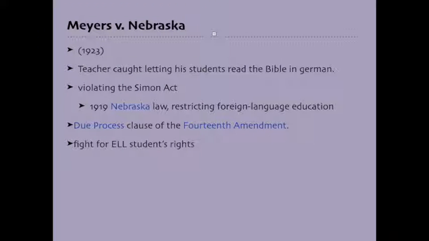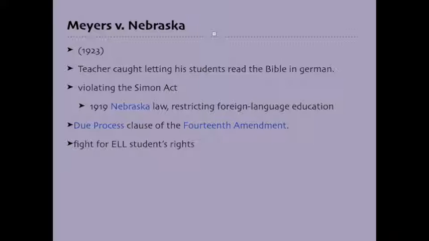The first case is Meyer v. Nebraska in 1923. This started because a school teacher, Meyer, who taught German in a Lutheran school, was caught allowing one of his students to read the Bible in German. He was charged for violating the Simon Act, but Meyer quickly appealed this.